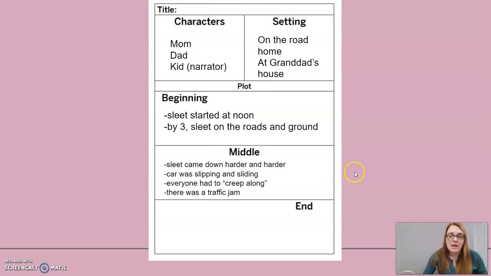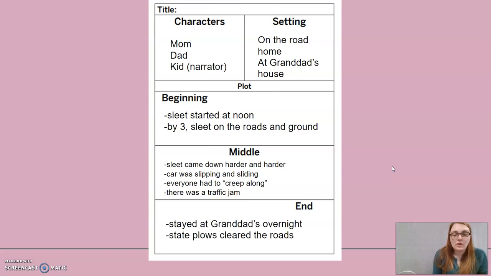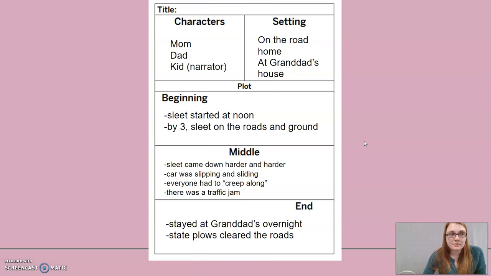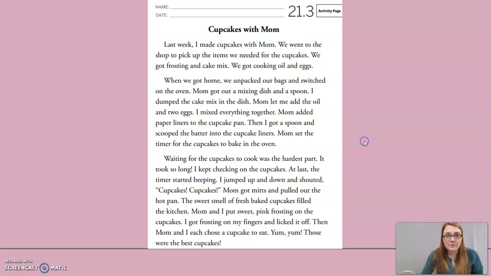Right? And then at the end, so what did they decide to do at the end of the story? Yeah, they said, hey, let's go to Granddad's house. They stayed at the Granddad's house overnight because they had just passed this road. And the state clouds cleared the roads overnight, so they were able to leave the next day. Okay? If you need more time to fill this out, simply pause the video here.